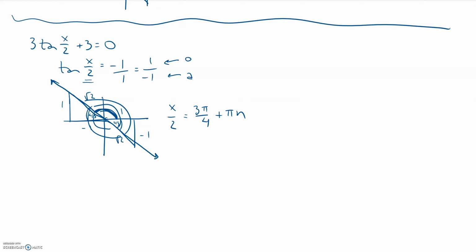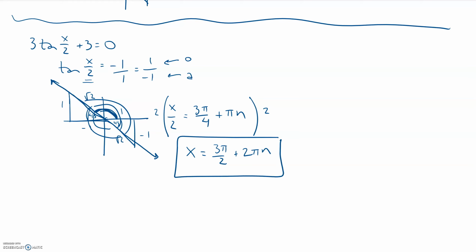So now, to deal with the fact that it's a fancy argument, now that we've got the whole problem almost done, we're just going to multiply everything on both sides by 2. So I have x equals 3 pi over 2 plus 2 pi n.